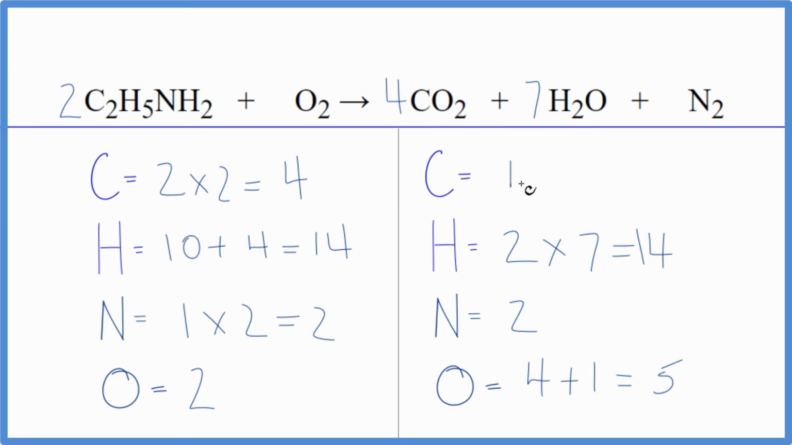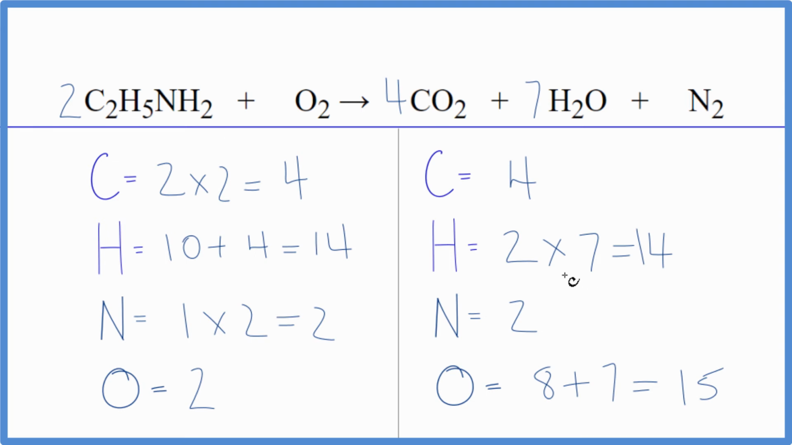4 times the 1, so we have 4 carbons. Everything's balanced. I do need to update the oxygens because I changed these coefficients up here. Let's see what we have. 4 times 2, that gives us 8, plus 7 times 1, that's 7. So we have 15 oxygens.